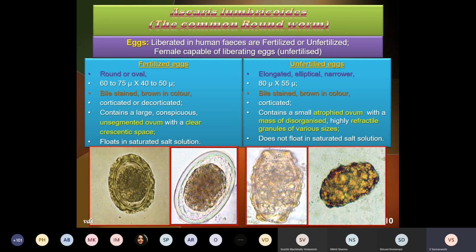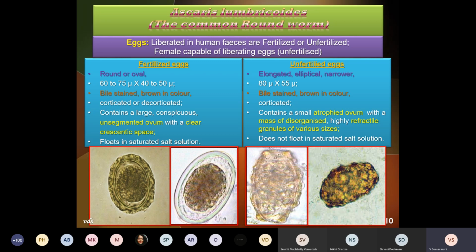And that's why I have projected the details which are expected from you during the description of Ascaris egg, if you find it in the stool examination during your final exam. Okay, so fertilized egg, comparatively we'll go along with unfertilized egg. Fertilized eggs are round or oval. You can see the description and match the description on the figures below. They are round or oval, whereas unfertilized eggs are elongated, elliptical, and narrower as compared to the fertilized eggs.